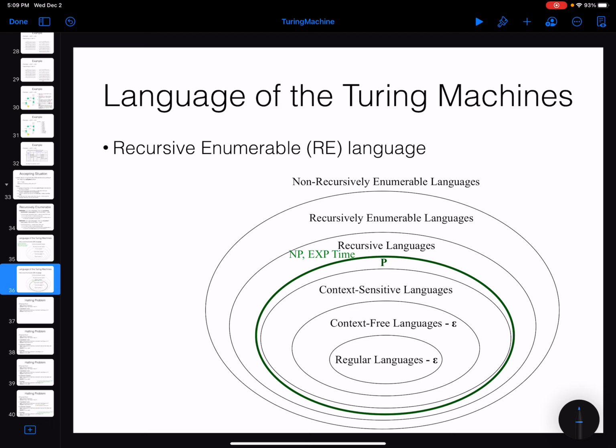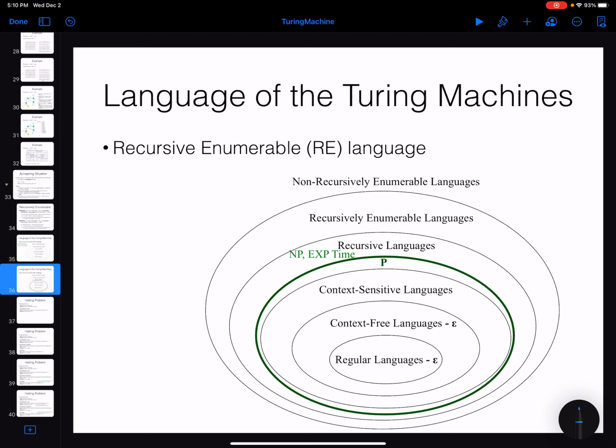The context-free languages and the regular languages can all be solved in at most n to the power 3, in terms of the length of the input string. So all of them are polynomially solvable. They are really simple problems.